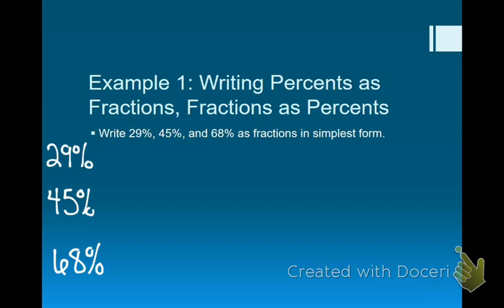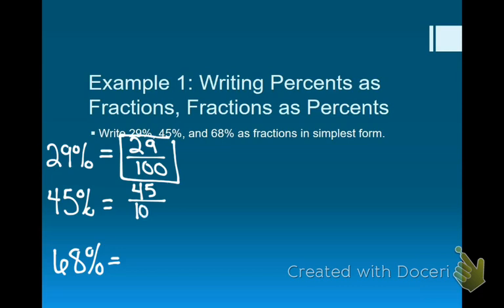Do we reduce the fraction? Yes, we always reduce. So if we want to write a percent as a fraction, we basically just put those numbers into a fraction over 100. And then we make sure that we cannot simplify or reduce it any further. 29 over 100 is completely reduced. All right, now we do the same thing to 45.